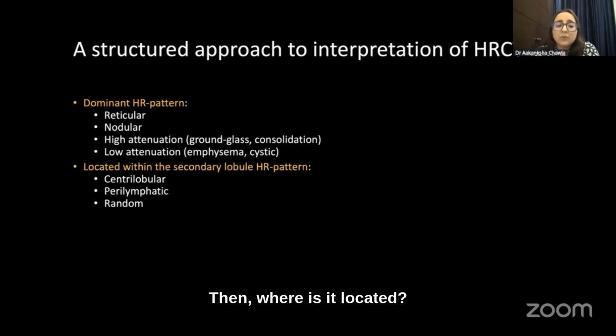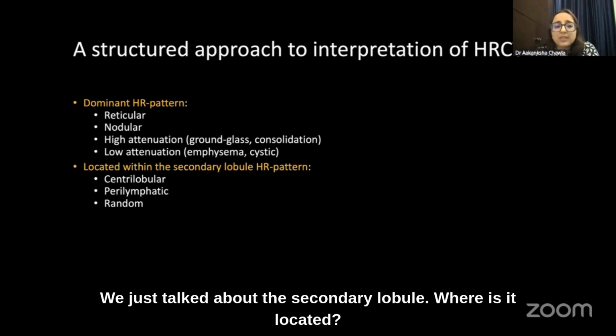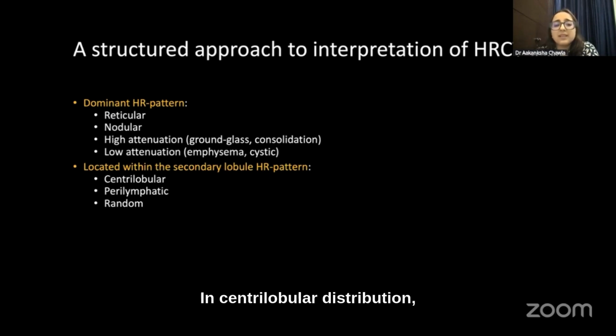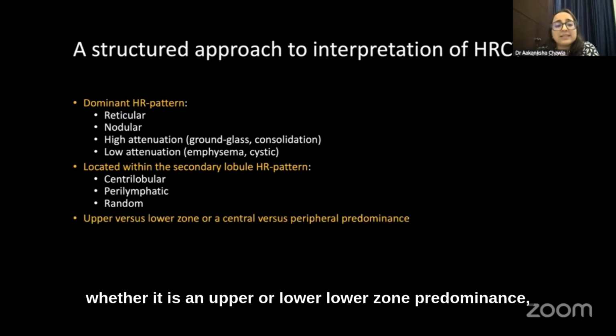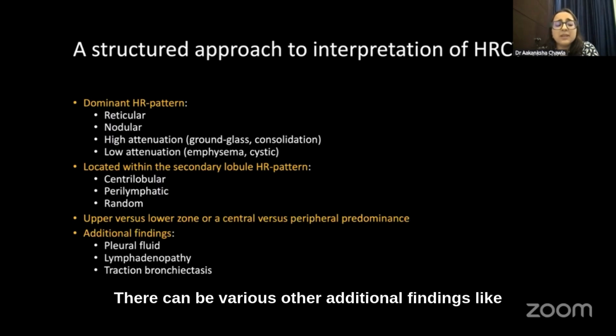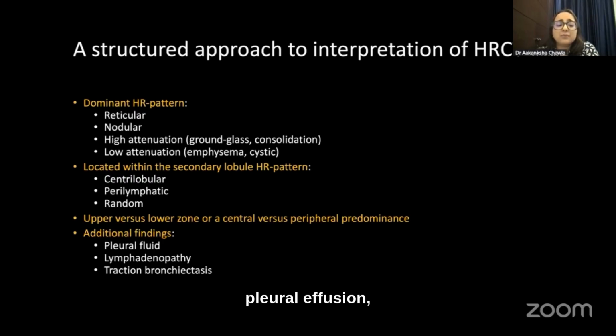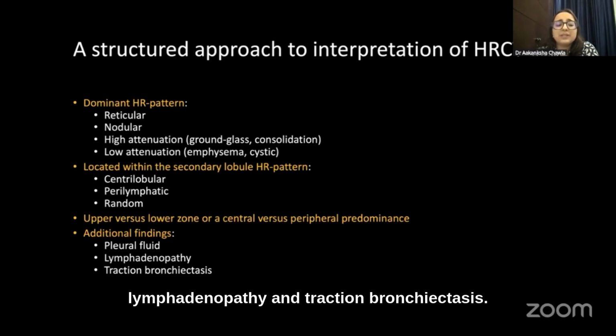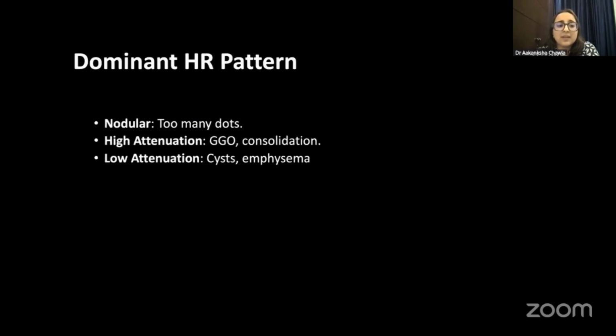Then where is it located? We just talked about the secondary lobule. Where is it located? In centrilobular distribution, perilymphatic, or random? Then whether it is in upper or lower zone predominance, central or peripheral predominance. There can be various other additional findings like pleural effusion, lymphadenopathy, and traction bronchiectasis.